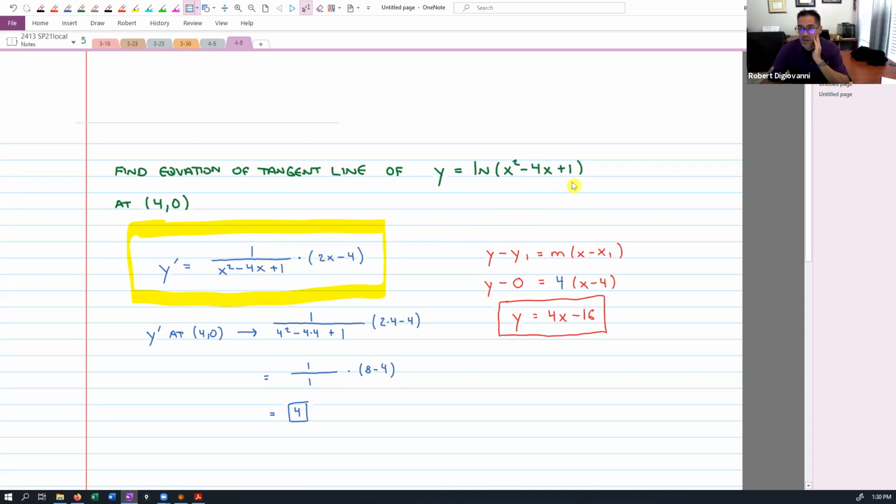Okay, you ready to see another one? Do one more. Y equals the natural log of the cube root of x plus 1 to the 5th over the square root of x minus 1.